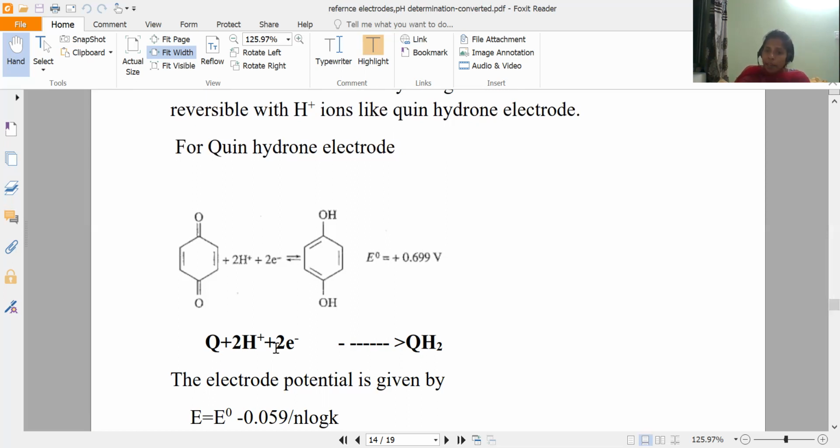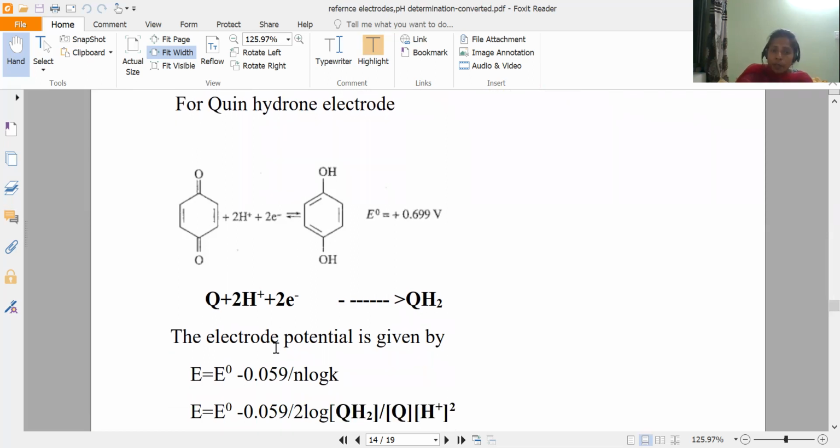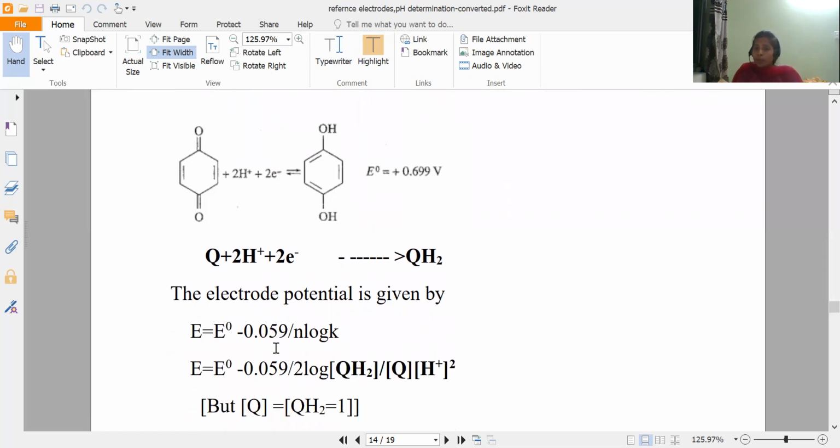So now let us apply the Nernst equation at room temperature. What is the Nernst equation at room temperature? But before that, what is the Nernst equation?